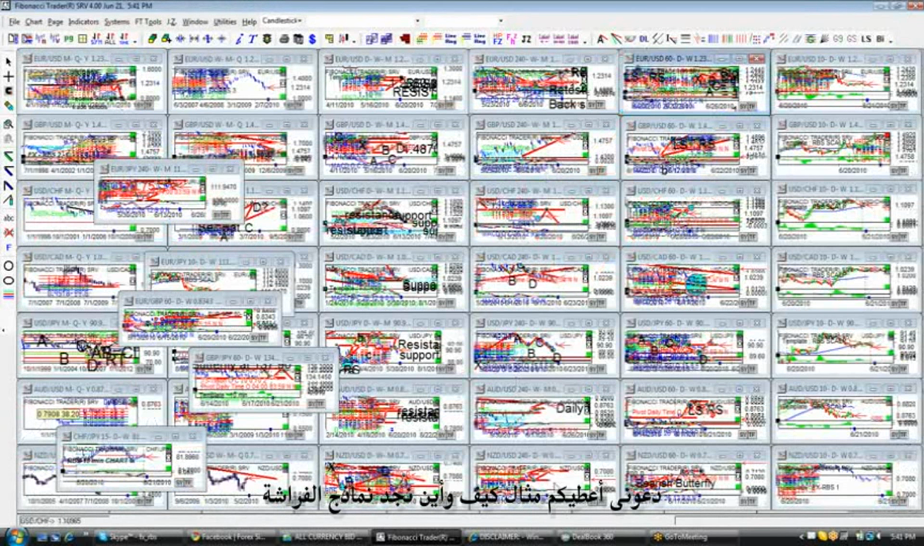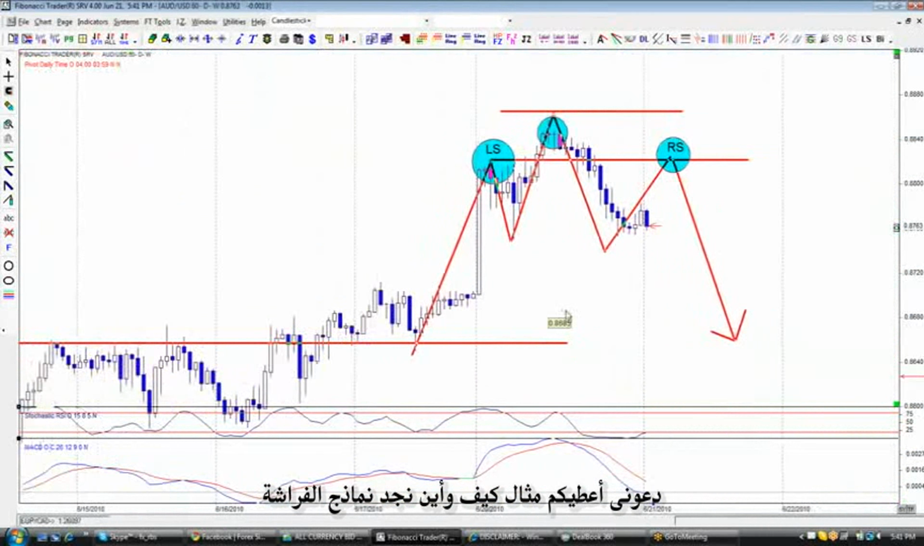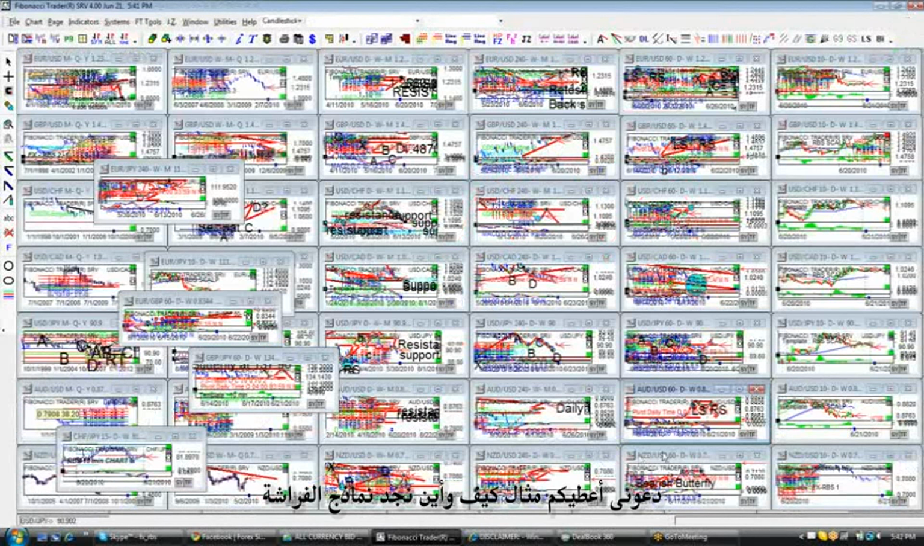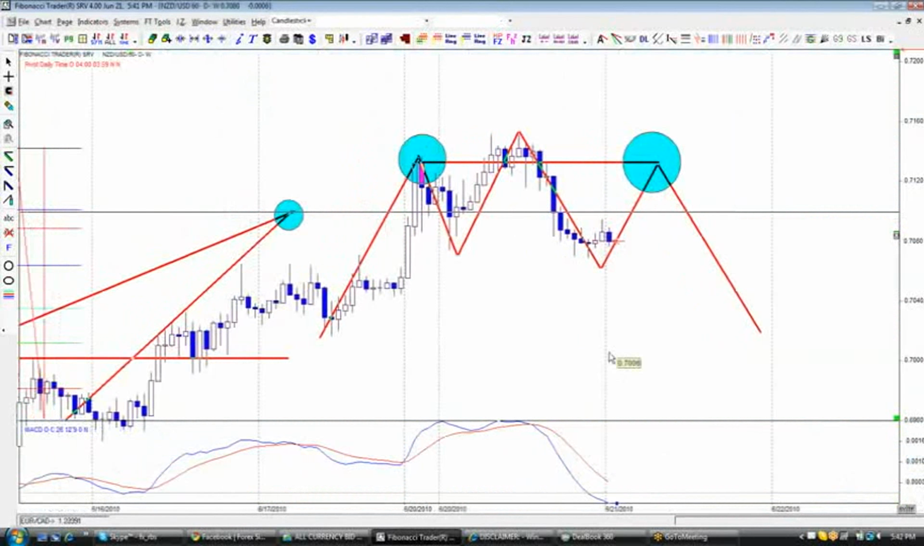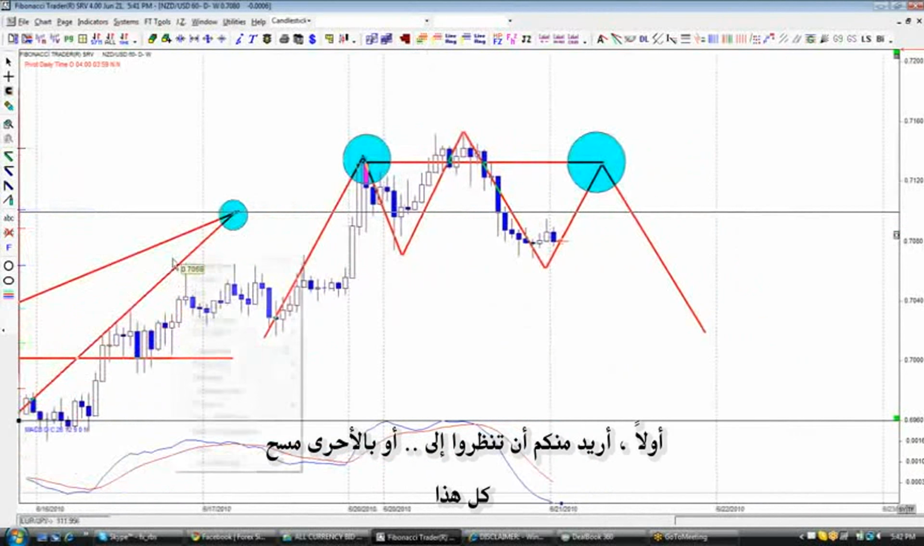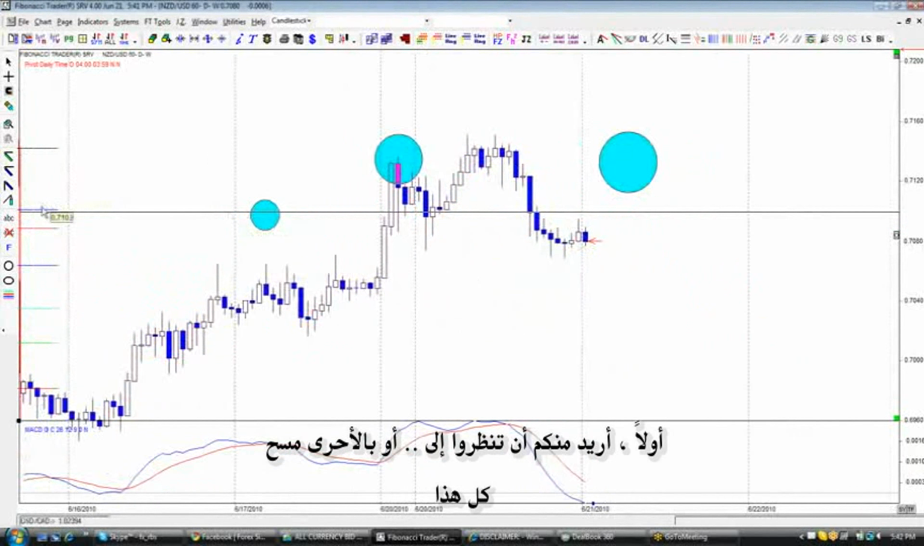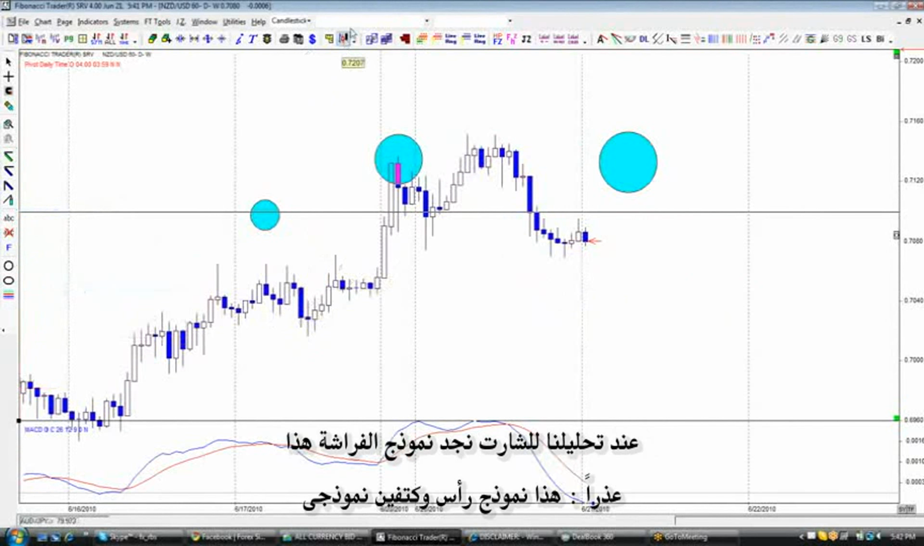Now, I will give you an example of where and how we can find butterflies. First, I want you guys to take a look at, I will actually delete all this. Now, we're doing an analysis and we see this beautiful butterfly. I'm sorry, this beautiful head and shoulders that is being developed.